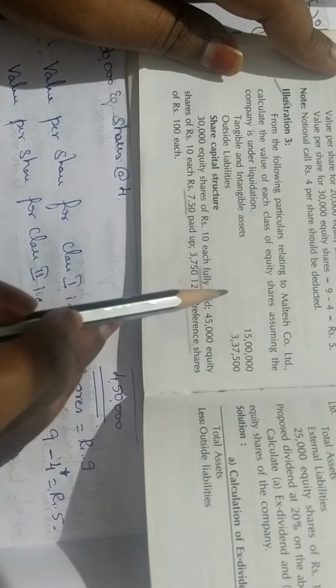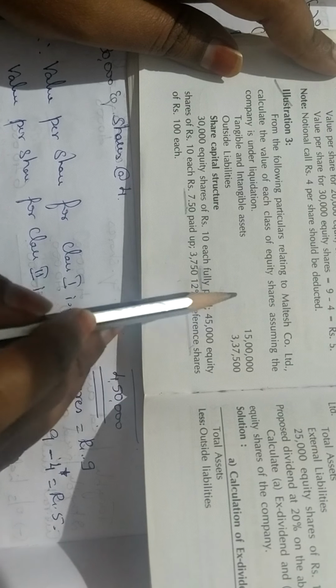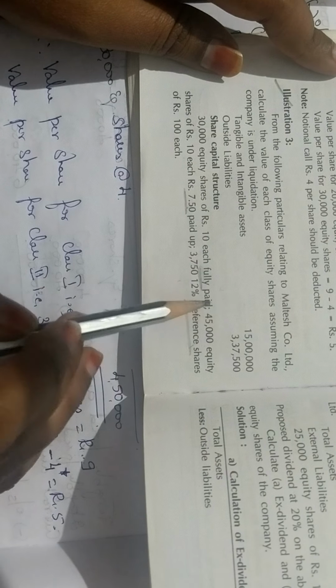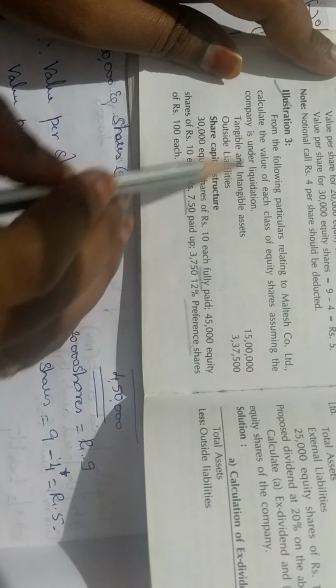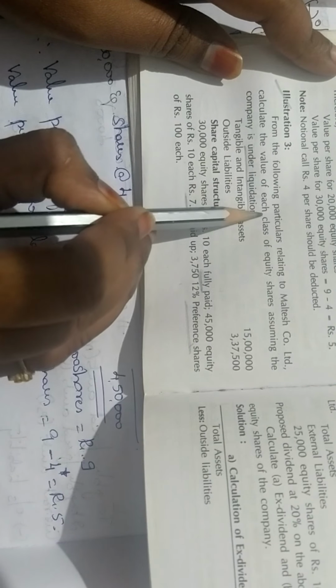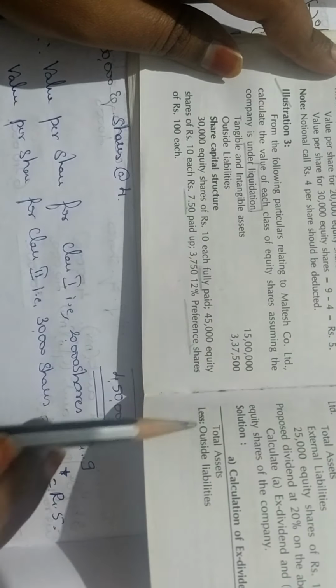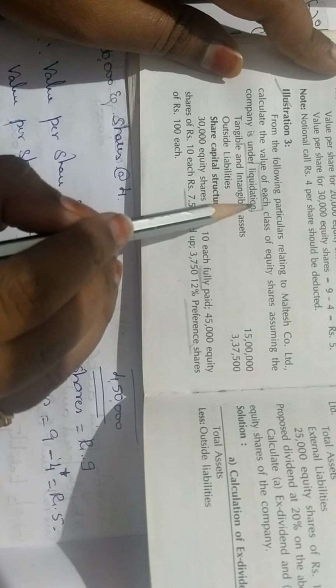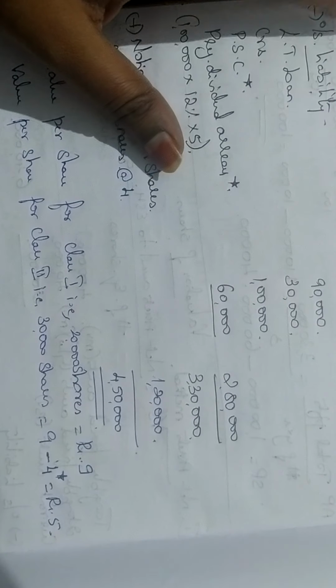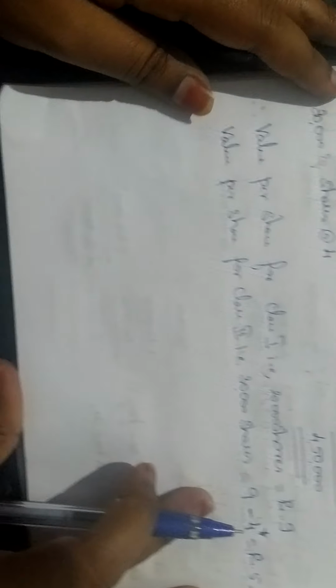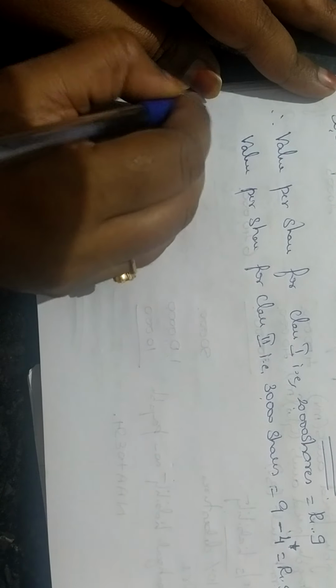One more thing, if you notice here, the question does not tell us to use the net asset method, but we are following the net asset method. Why? Because the question clearly says the company is going for liquidation, and we know for liquidation we use the net asset method. So we'll see how you have to do it. Again, this problem is very simple.